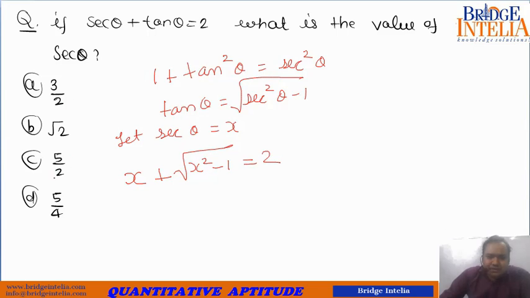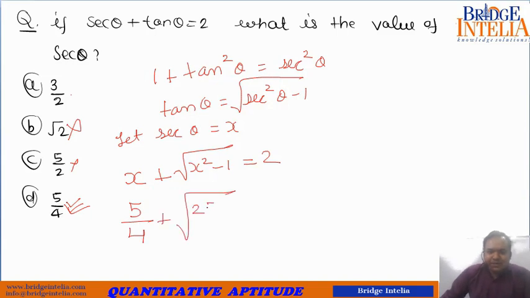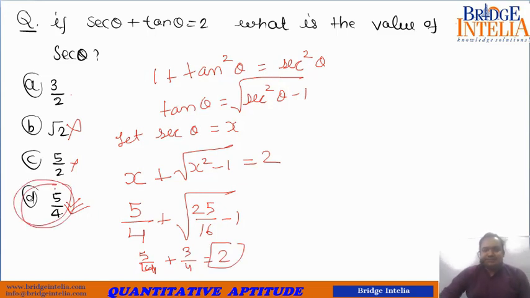So obviously 3 by 2 doesn't fit, root 2 doesn't fit, 5 by 2 doesn't fit. So if you choose this to be 5 by 4, this seems to do the job. 5 by 4 plus root of 25 by 16 minus 1. Is this equal to 2? So 5 by 4 plus, 25 minus 16 is 9, root is 3, so 3 by 4, that is 8 by 4. Yes, this is equal to 2. So this is the correct answer. 5 by 4 is the correct answer.